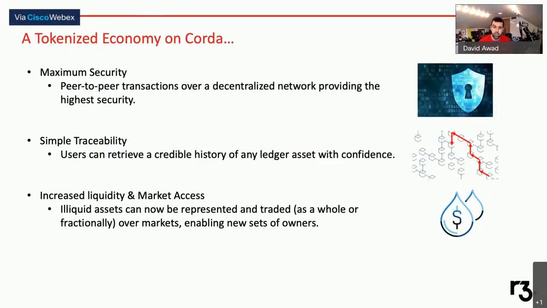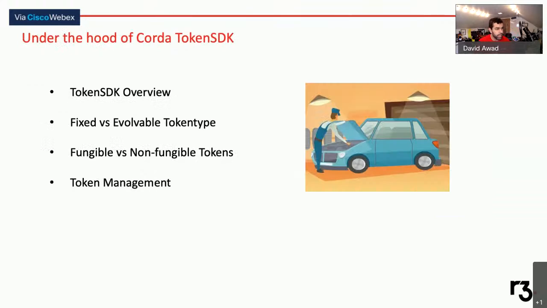So you get a lot of really interesting use cases that I'm sure you all can imagine, even outside of the finance context. And hopefully you'll get some of that inspiration as we jump through these. So let's just talk briefly. We're going to get under the hood of the Corda Token SDK. We're going to do a quick overview. We will talk about fixed versus evolvable tokens. We'll talk about fungible and non-fungible tokens and what that means. And we'll talk a little bit about management.